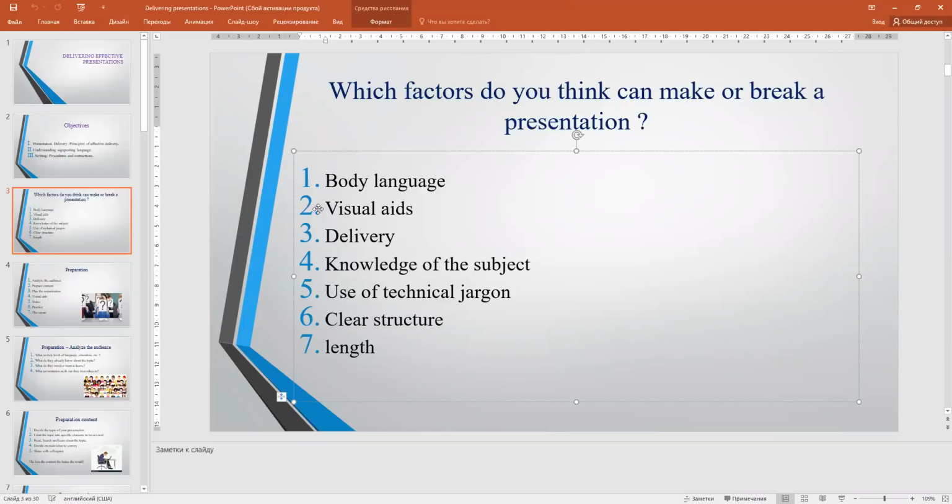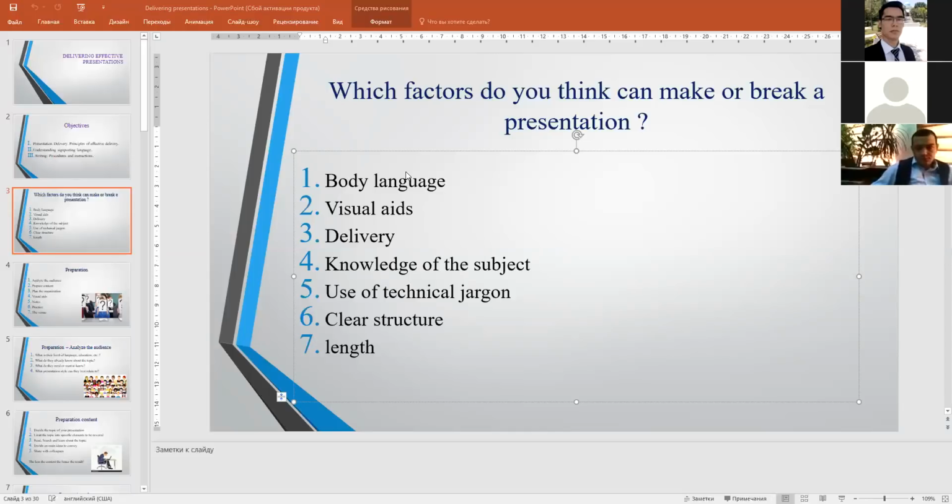And the second thing is visual aids. If your presentation contains visually rich images, the audience may not find it difficult to understand your content, because visual aids can reduce the cognitive load that the audience has to process and understand. Keep this in mind.